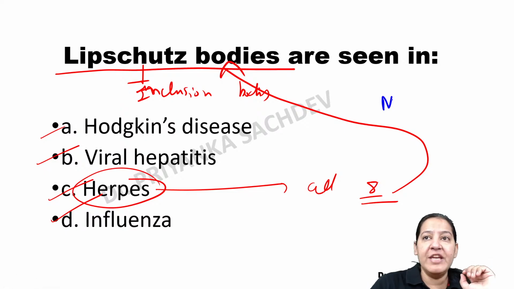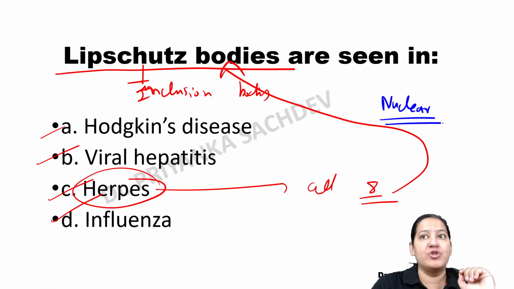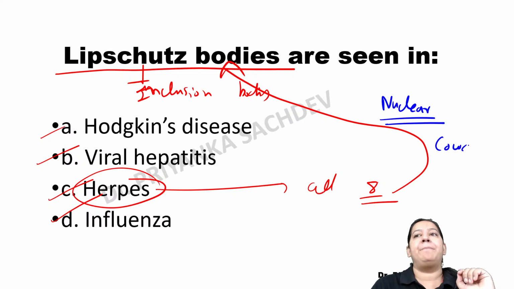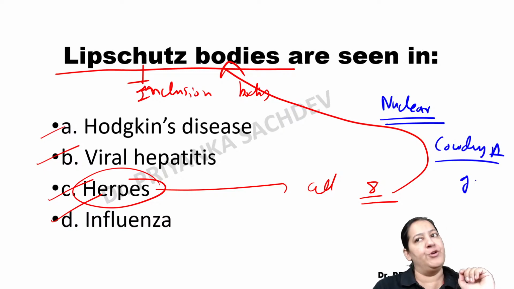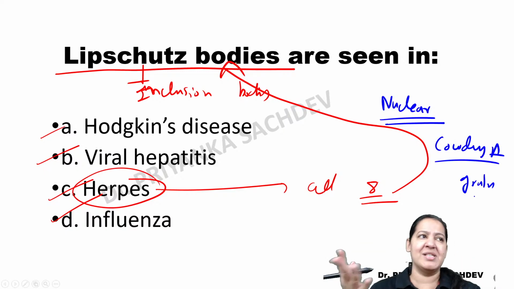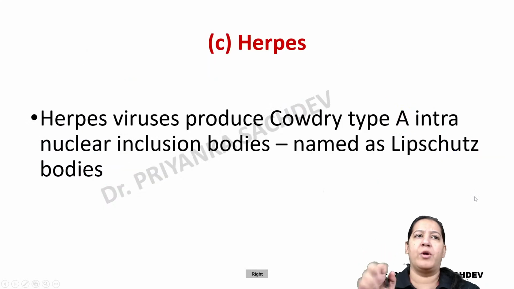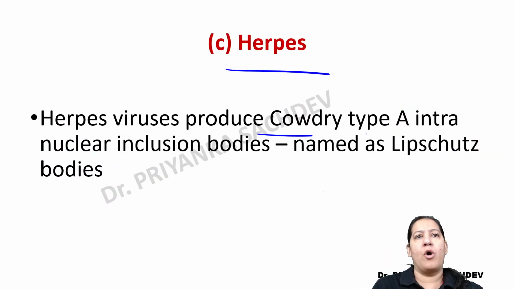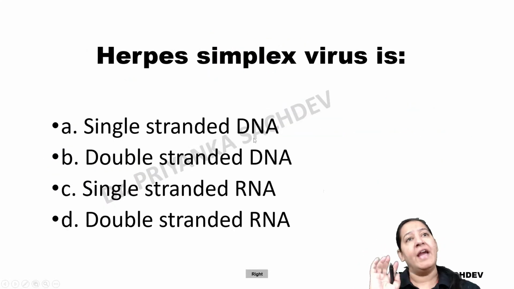These are intranuclear inclusion bodies, and these are Cowdry type A. Cowdry type A means these are granular. We have already seen it. Many questions can be created based on the inclusion bodies. Yes, the correct answer here is C. It is Cowdry type A, granular nuclear bodies, intranuclear.